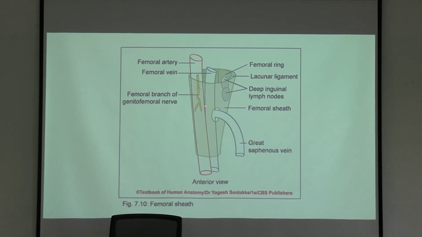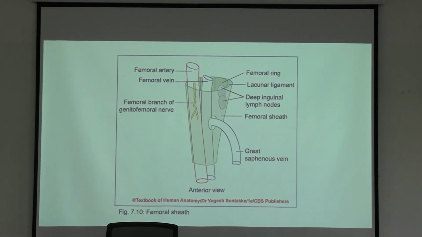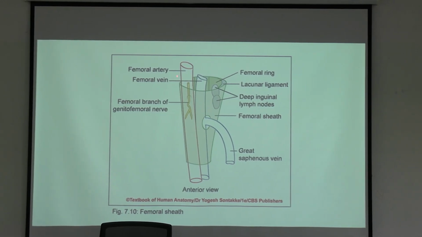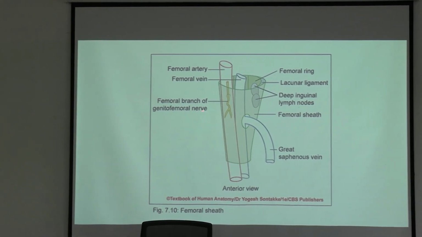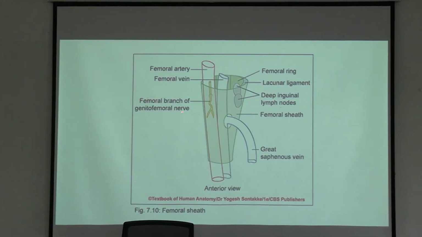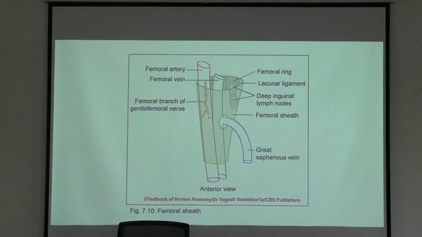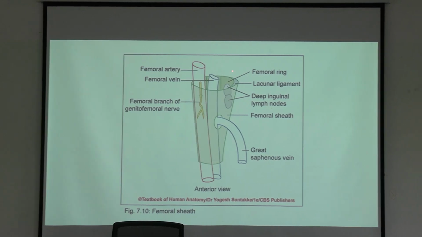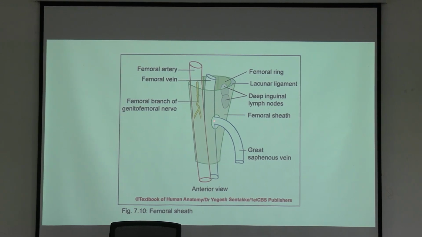okay, through which this great saphenous vein drains into the femoral vein. And in front of the femoral artery, we can see one nerve which passes first in front, then it passes laterally. It pierces the lateral part of the femoral sheath. Okay. So this is the artery, this is the vein, and most medially this is the femoral canal.